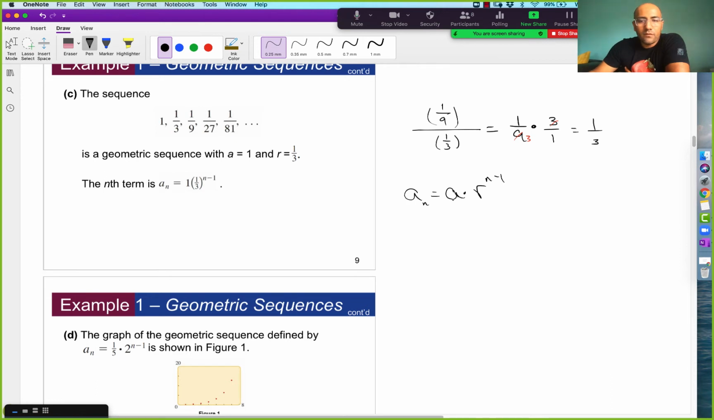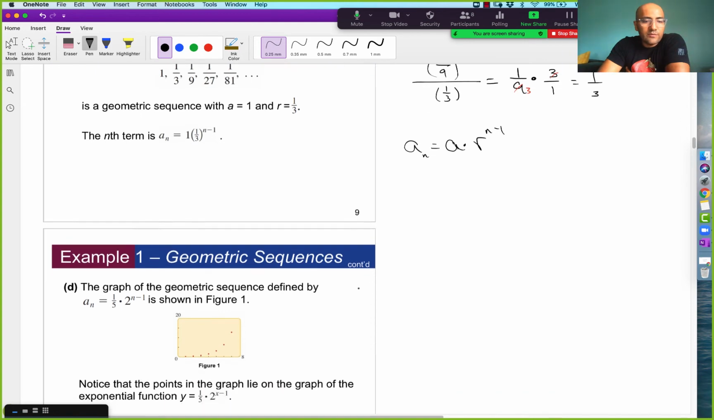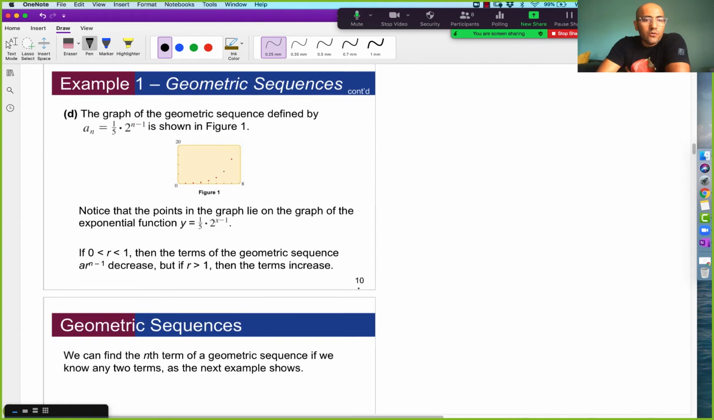Good. Questions? So far, pretty easy? I think, I hope. Okay, next one. Let's look at a graph. Let's see what happens when we graph them. So the graph of a geometric sequence is defined by a sub n equals 1/5 times 2 to the n minus 1 as shown in figure 1.